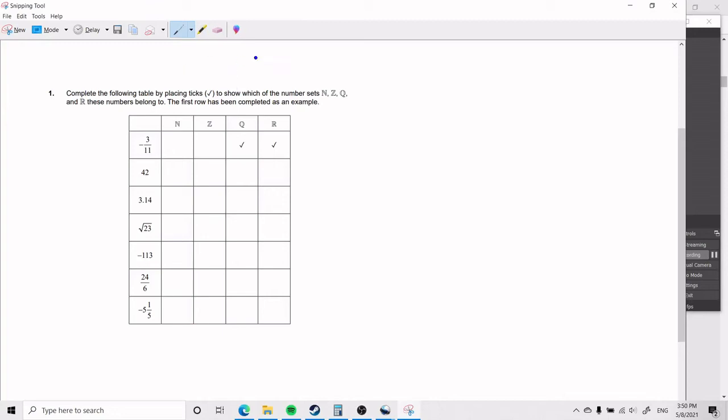Hello everybody, today we will be going over a math sets problem at the IB Math Studies level. Before jumping into the problem, we first have to see what is N, what is Z, what is Q, and what is R.